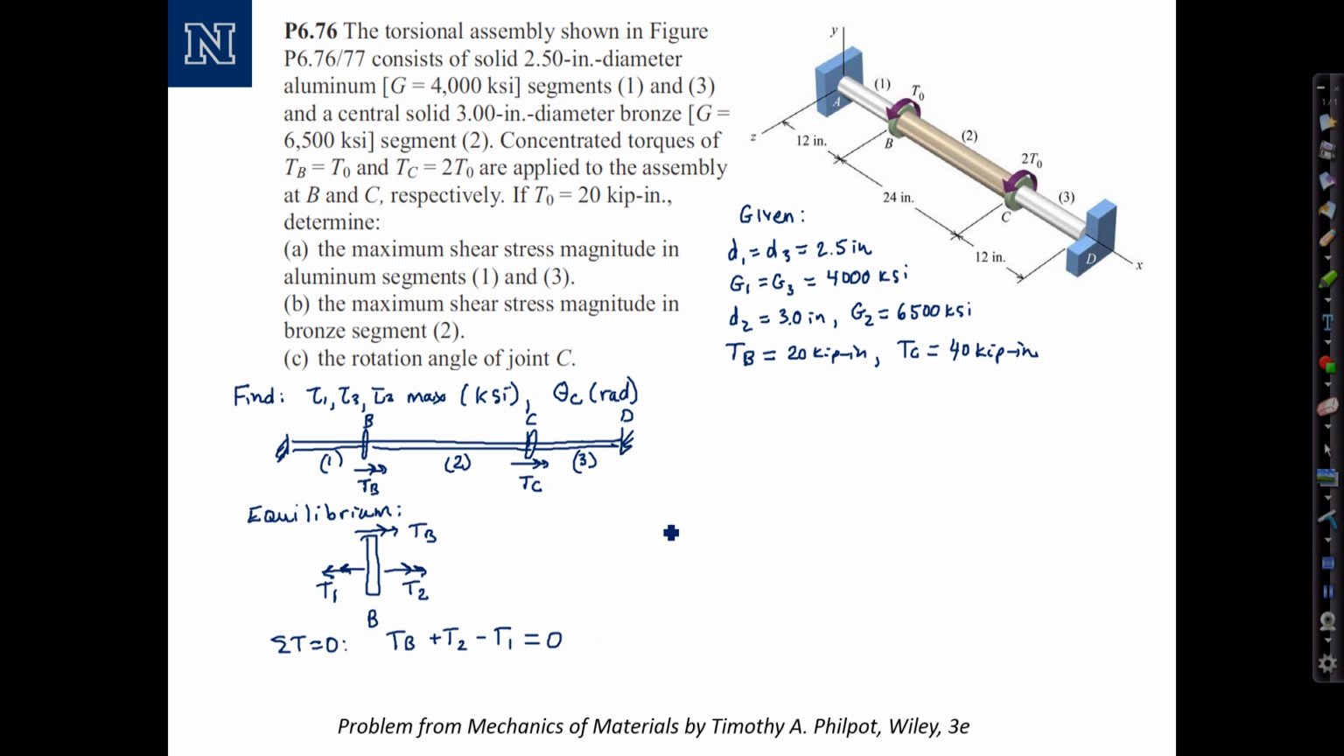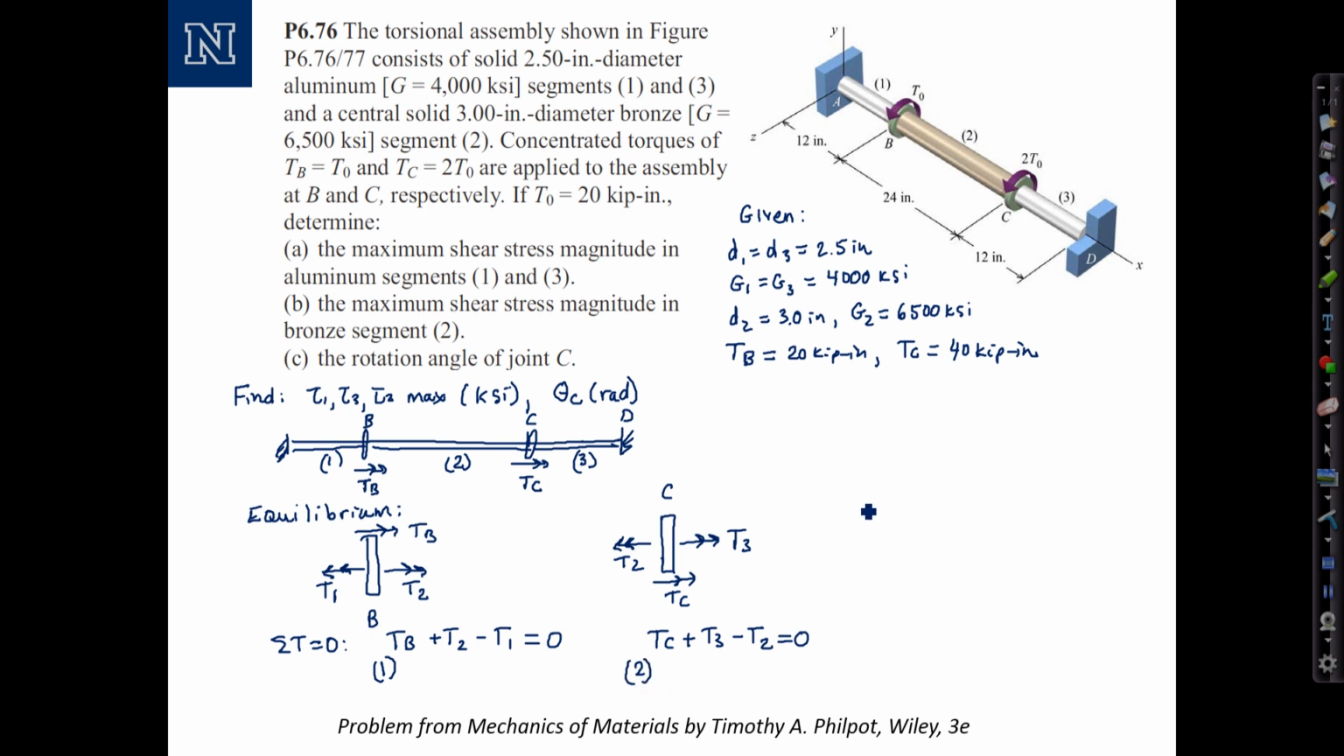Let's also do a diagram of flange plate C. And this has an applied torque T sub C. It's connected to segments 2 and 3, so internal torques of T3 and T2 with the double arrows pointing outward. From equilibrium on this flange plate, we would get that T sub C plus T3 minus T2 equals 0. These are my two equilibrium equations. Let me call those 1 and 2.